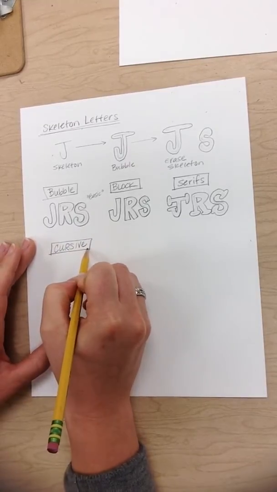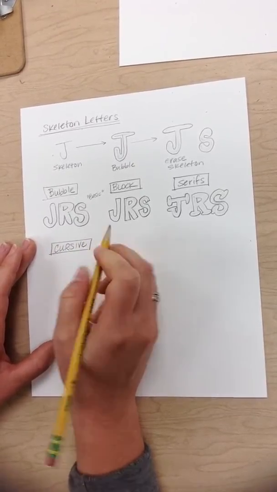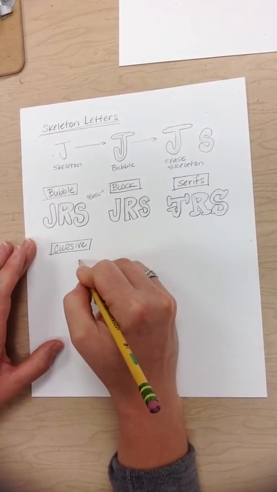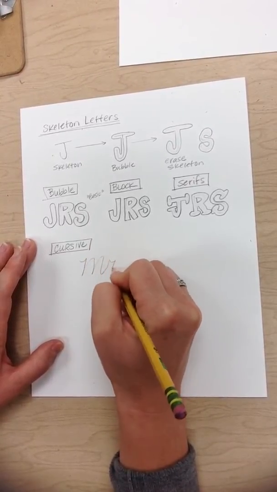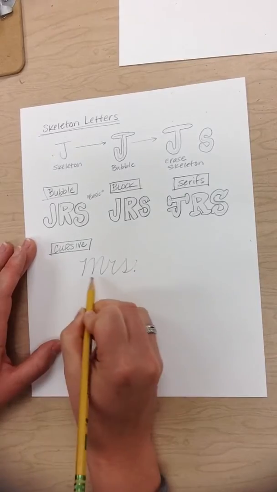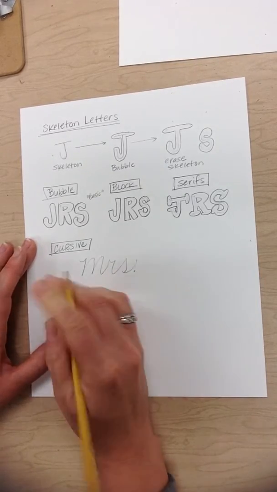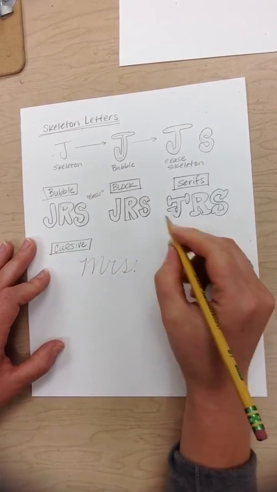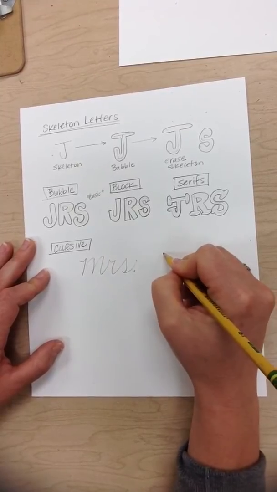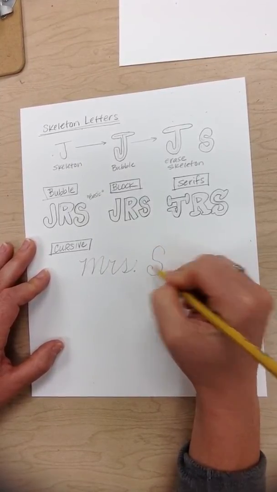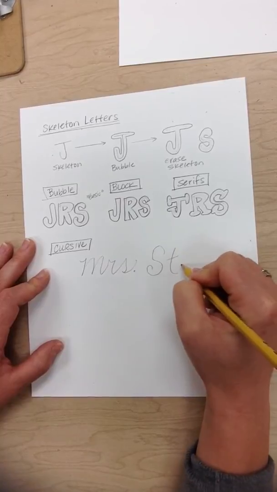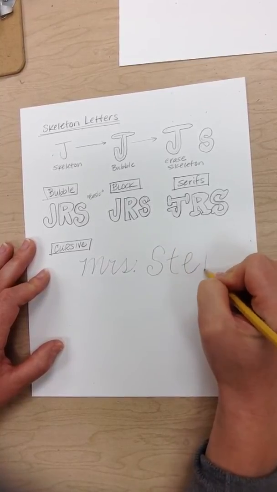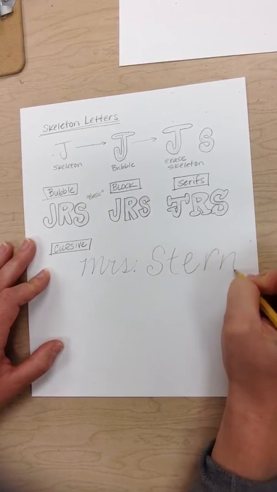Or if you want to, you could probably go ask the sub for help too, just to draw your name out. Okay, so let's say I did Mrs. Stern. When I do this, I want to space my letters out, so the spacing in between is a little farther than maybe normal cursive would be. So I'm going to do Stern and just kind of that loopy handwriting. It's maybe not cursive, but it's fancy.